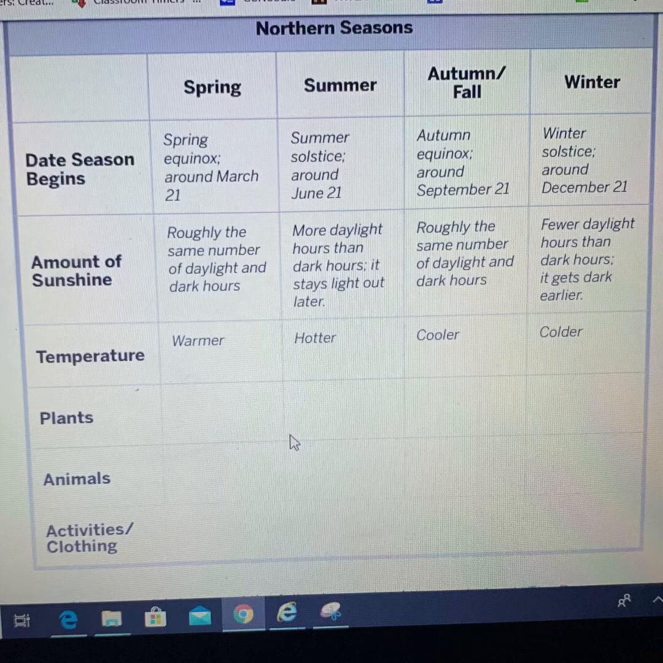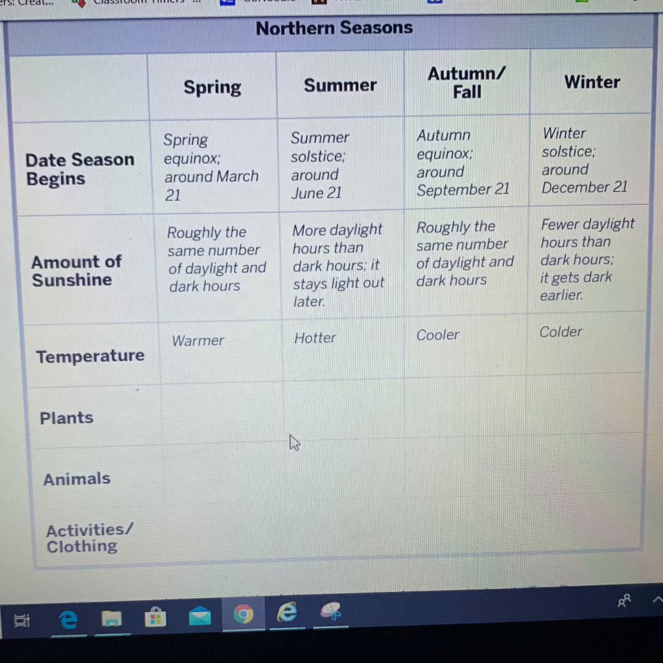The amount of sunshine in spring is roughly the same number of day and night hours. In summer, there's more daylight hours than dark hours. It stays light out later. In the autumn or fall, again, we have roughly the same number of daylight and dark hours. And then in winter, we have fewer daylight hours than dark hours. It gets dark earlier.